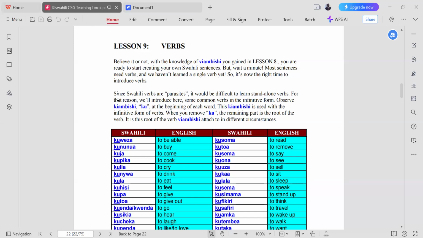Yes, today we'll be looking at the verbs. In the verbs, we'll be looking at a few things, but we'll also be looking briefly at the prefix that makes up a verb. But for the purpose of today, we'll be looking at the verb.